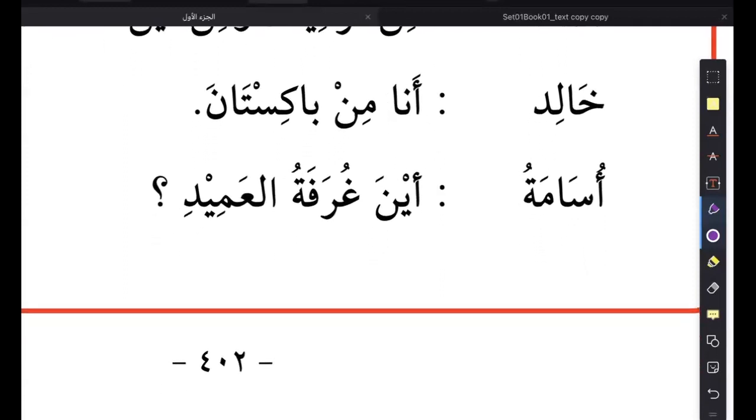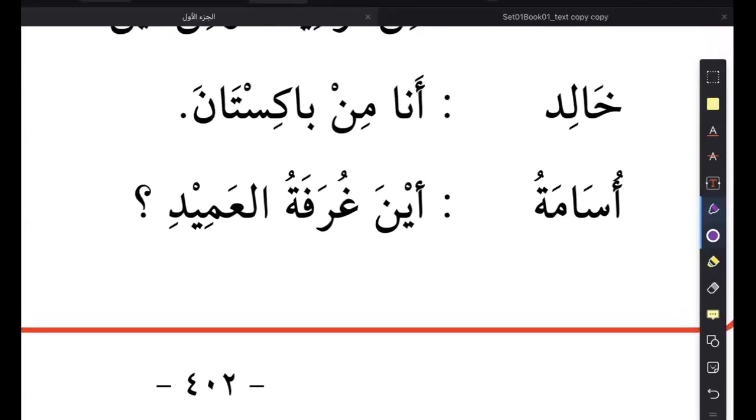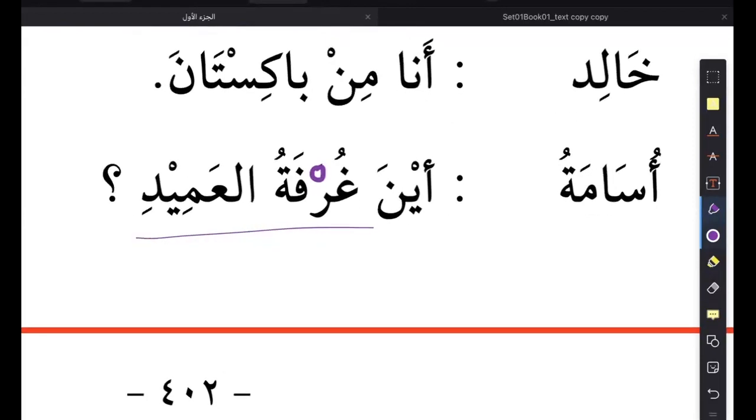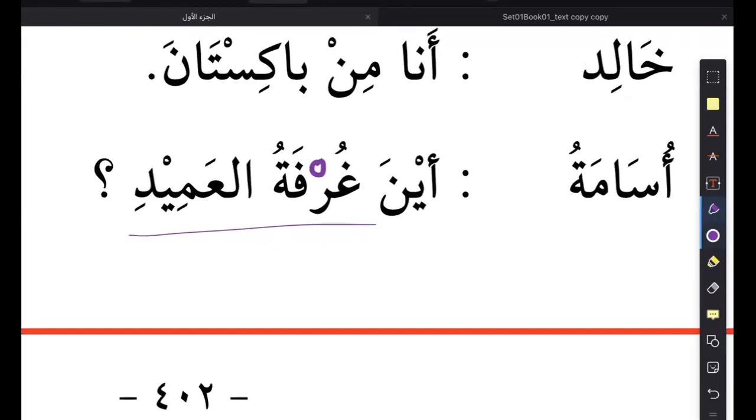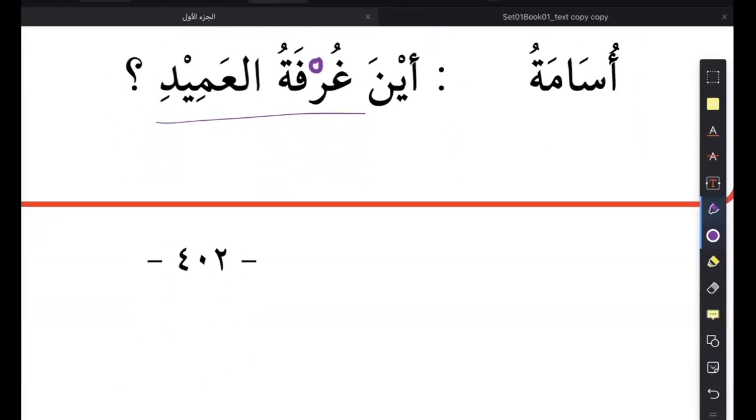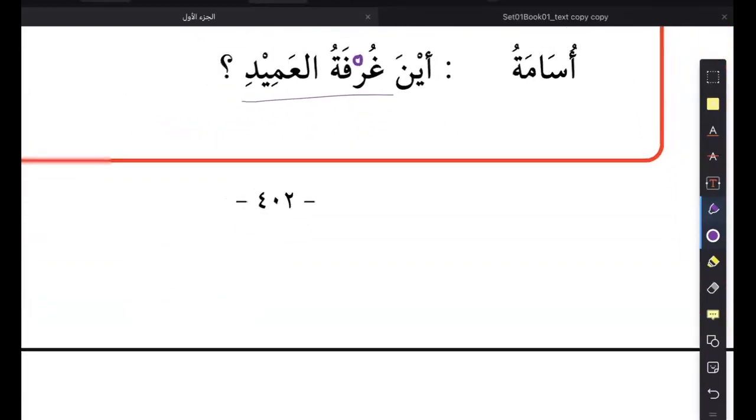Osama asked, Aina, it should be a sukun here. Aina ghurfatul amid. Where is the room of the dean, which is the dean's room? So he's using ghurfa here. He could have said maktab, the office. You see, so when we talk, we can use different words. People would understand. Where is the dean's room? Or he could have said Aina maktabul amid. Where is the office of the amid, the dean?